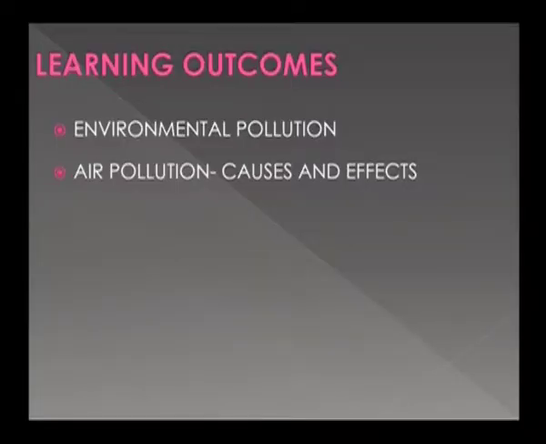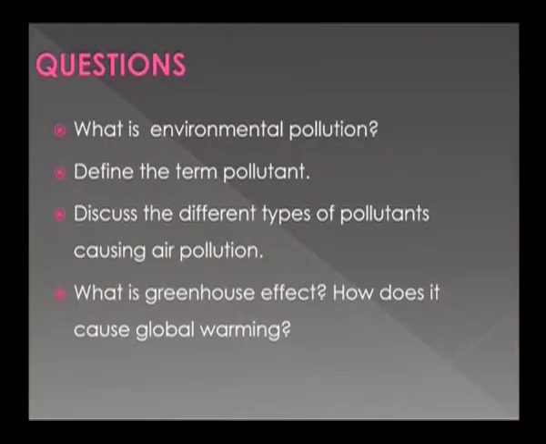At the end of this lecture, we have looked into environmental pollution. The types of environmental pollution we have covered are air pollution, and the causes and effects of air pollution. At the end of this lecture, we should be able to answer the following questions. What is environmental pollution? Define the term pollutant. Discuss the different types of pollutants causing air pollution. What is the greenhouse effect? How does it cause global warming?